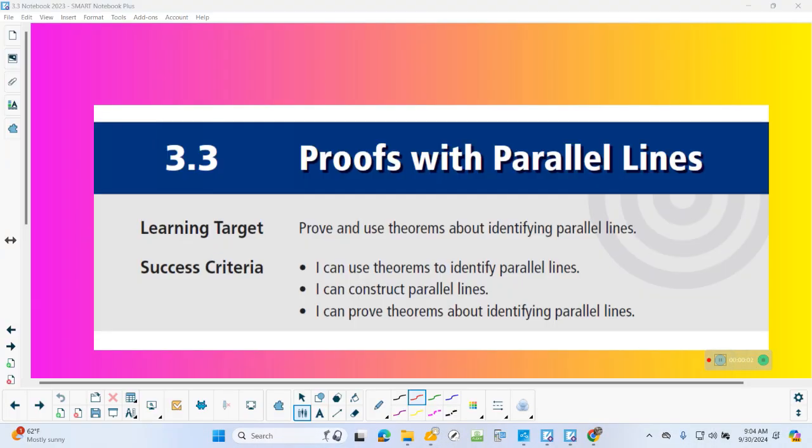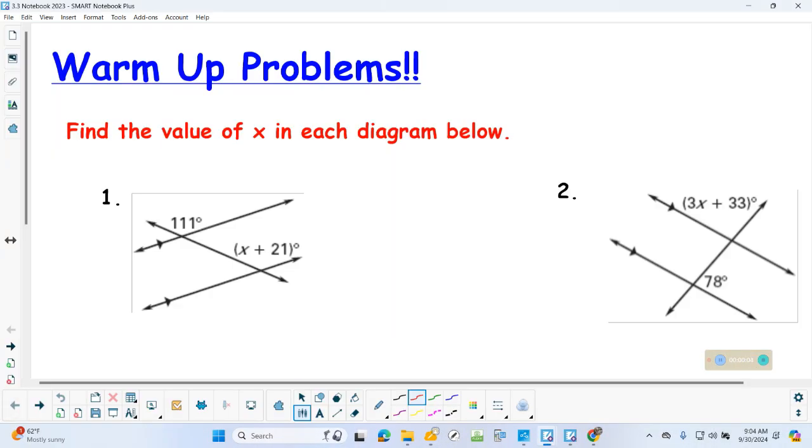So first, let's just take a look at the warm-up problems here. This is just a throwback to last week, nothing crazy. Find the value of x in each diagram. Remember, I wish we had color copy machines. Those are red, our lines are parallel. Humor me, I know you know it.